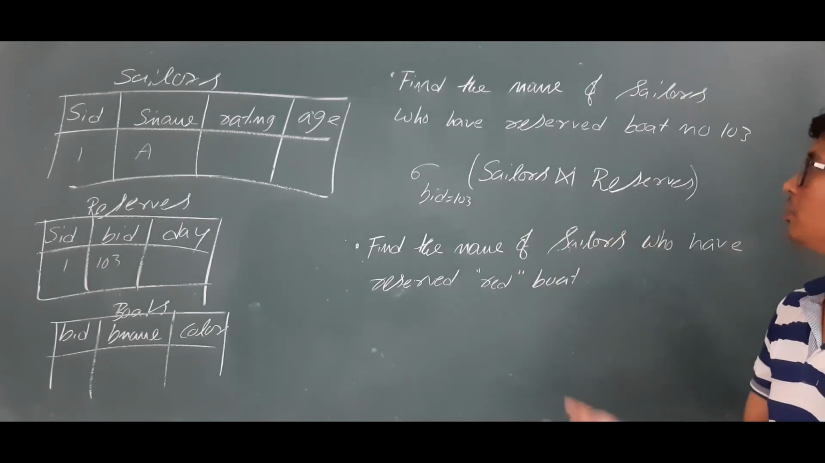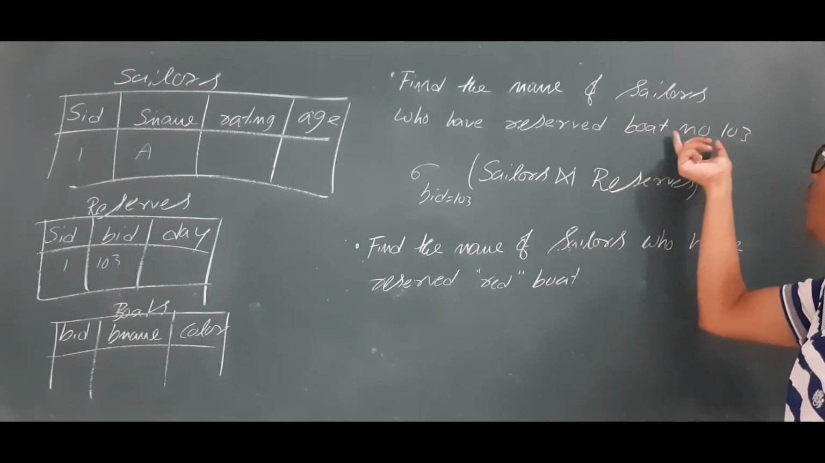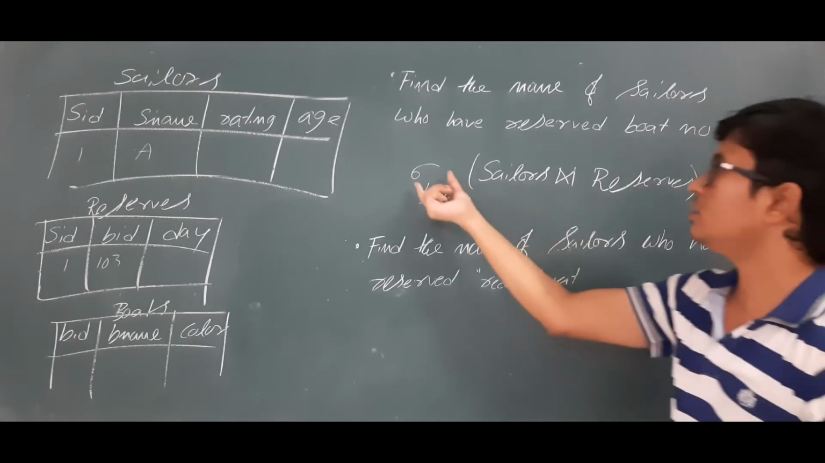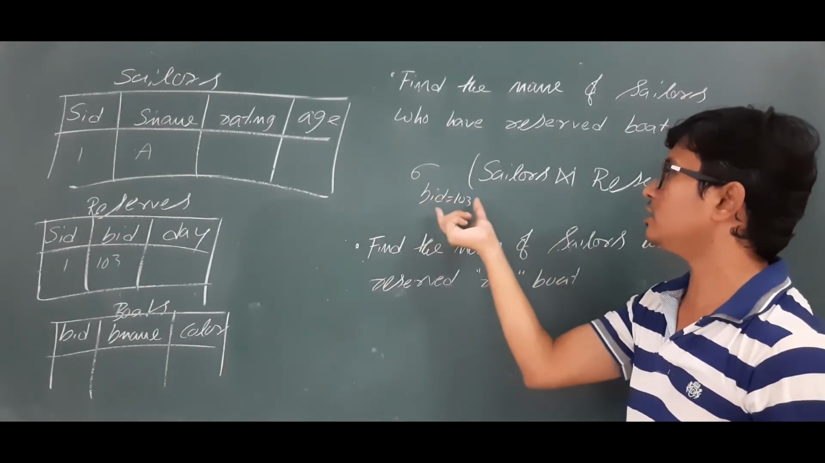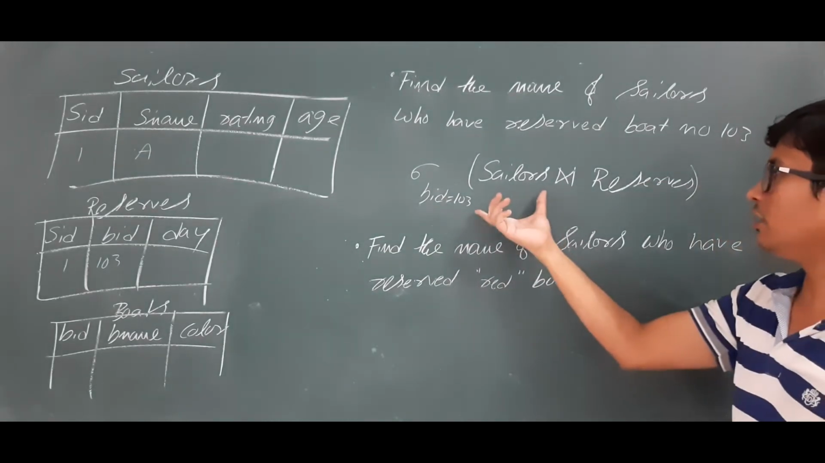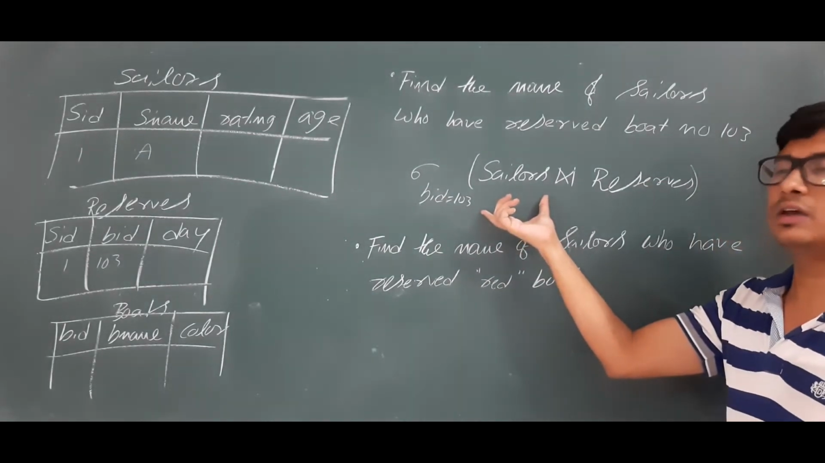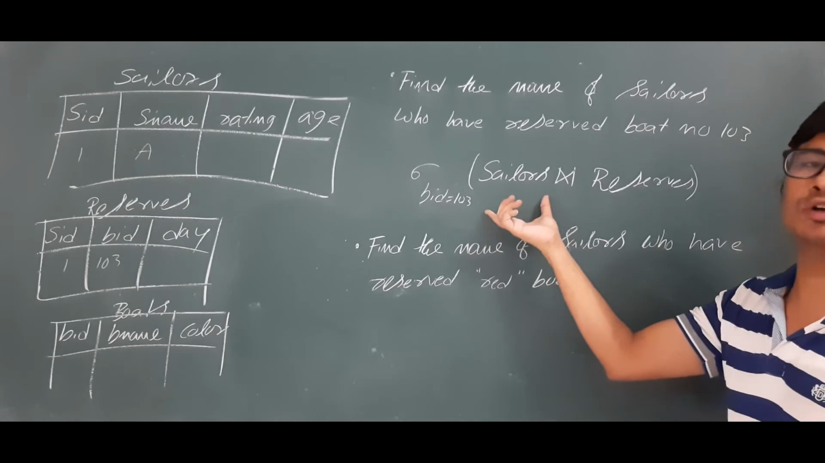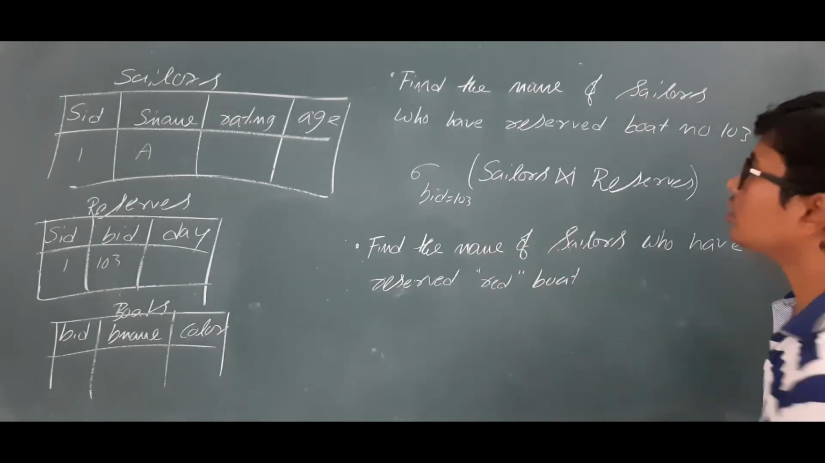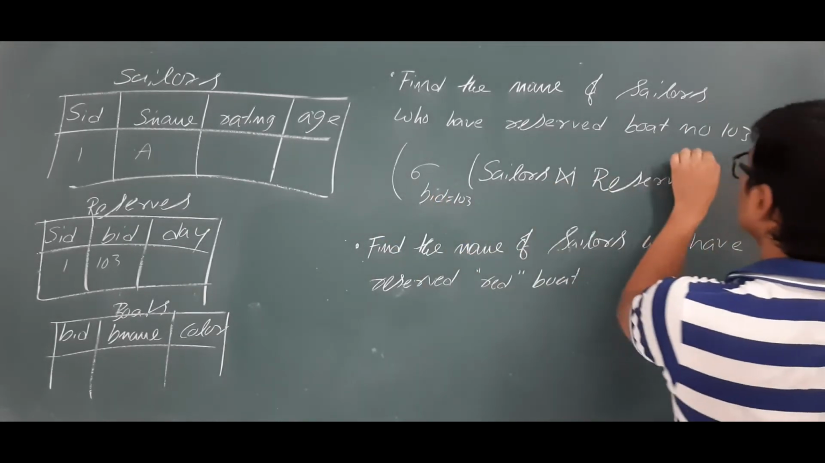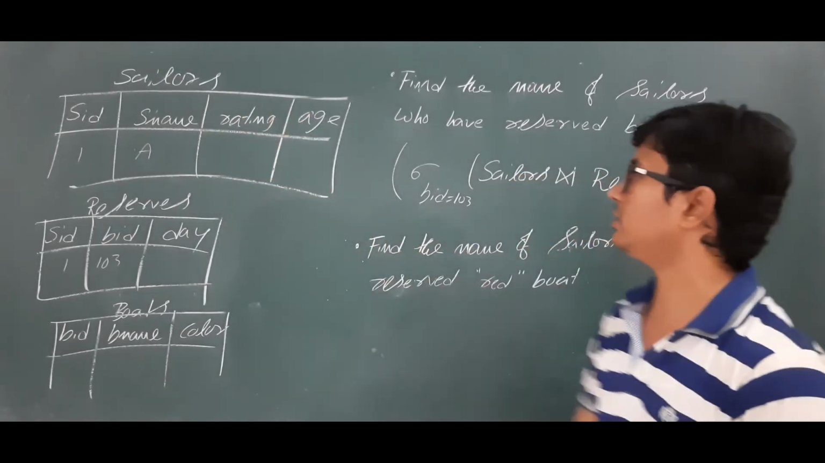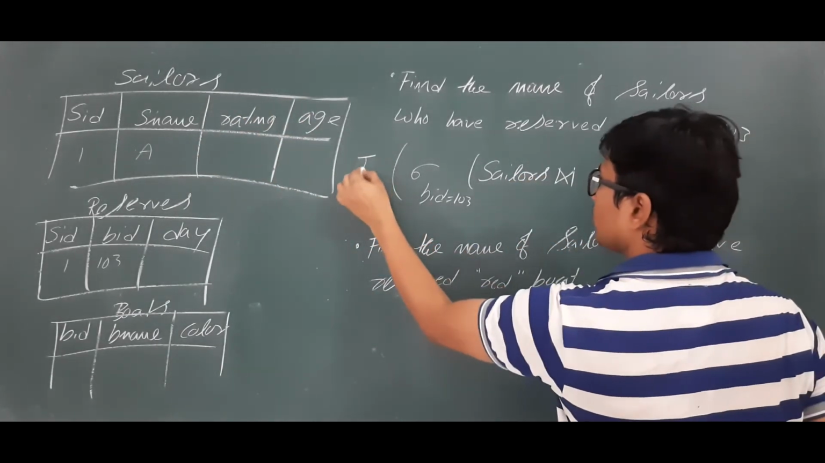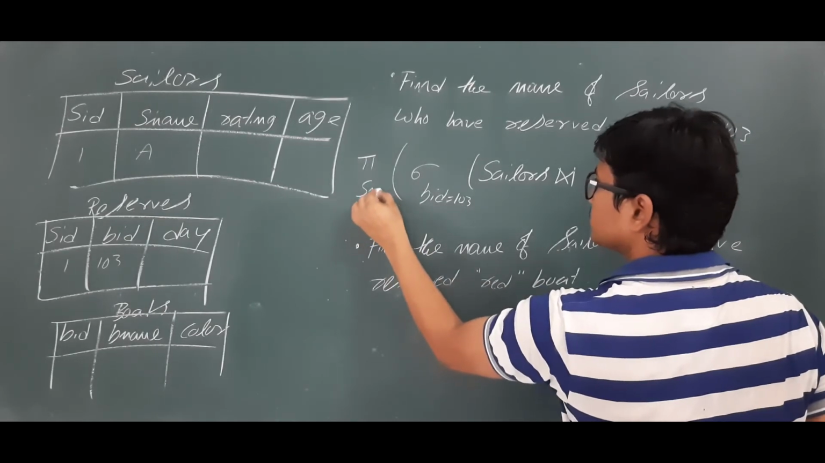Among all the tuples, I need to identify who have reserved boat number 103. So I have applied the selection operator with the condition boat ID is equal to 103. Then it will give me the tuples which have reserved boat number 103. On top of that, I need to give only the name of the sailors. I don't want the SID, name, rating, everything. So I will apply the projection operator with S name.